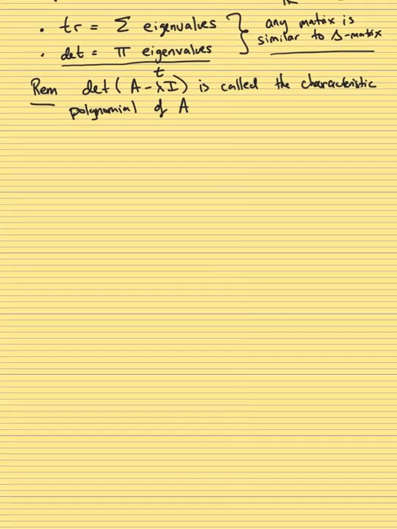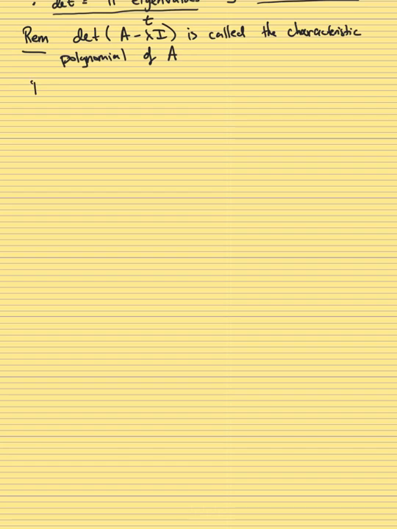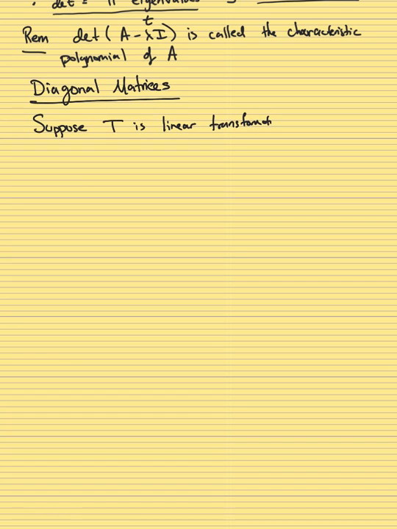Okay, so now let's move to talk about diagonal matrices and diagonalization of matrices. So let's first go with a special case. Suppose that T is a linear transformation T from V to V. Again, I'm thinking of this as just over F at this point. At some point I'm going to have to choose complex numbers.